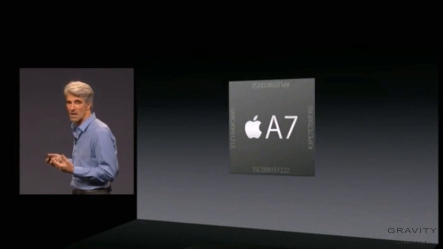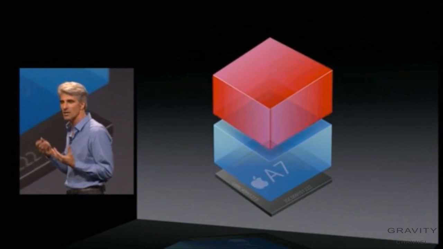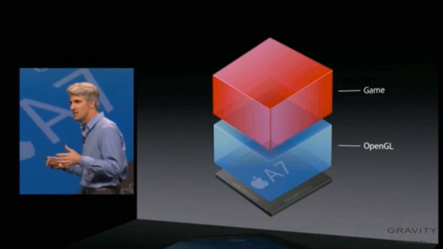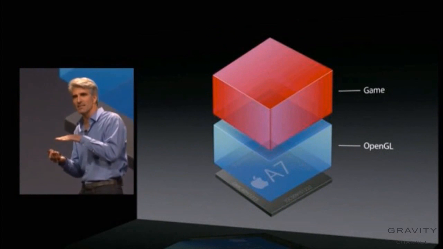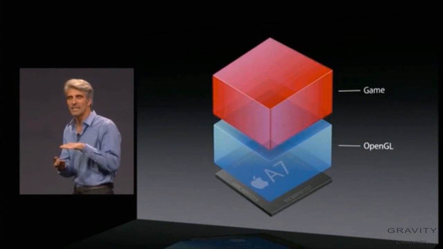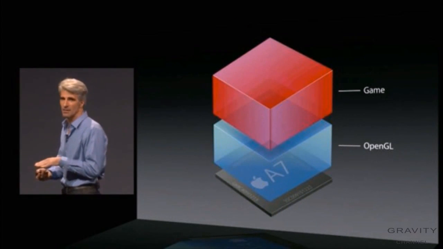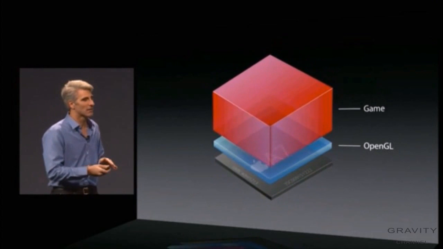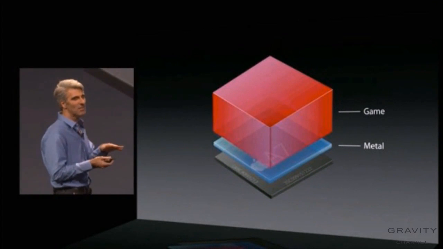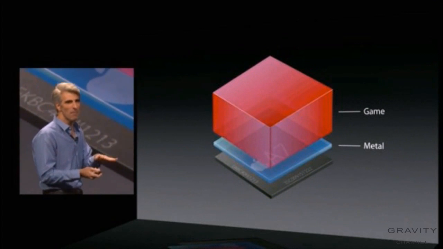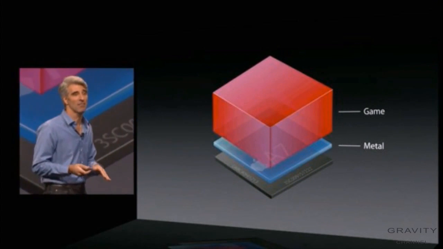But increasingly, if you look at what goes on in the performance of the game, in addition to what the game wants to accomplish, OpenGL ends up being a thick layer of overhead between the game and the hardware. Well, now we have Metal, and Metal dramatically reduces that overhead, giving the game near bare-to-the-metal access to the power of A7.